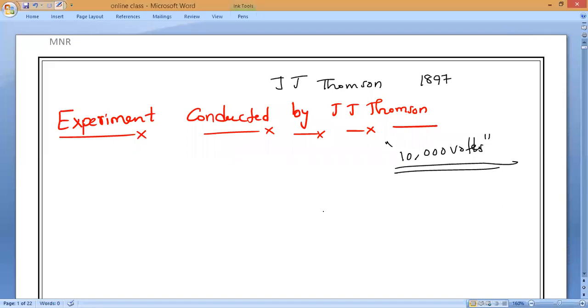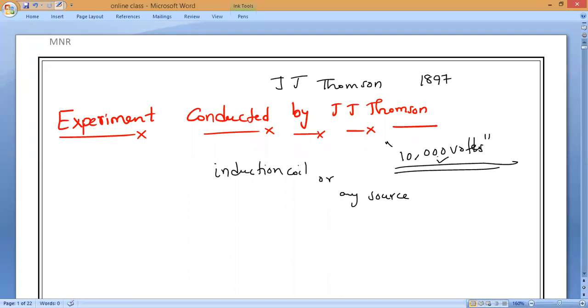With our household current, we cannot create this much high potential difference between the electrodes. So that is why an induction coil has been used, which will increase the potential difference, or we can use any other source of high voltage for this purpose, to create 10,000 volts.